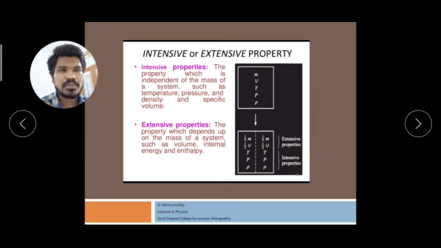Extensive properties are those which depend upon the mass of a system, such as volume, V. Internal energy also depends upon the mass of the system, and enthalpy also depends upon the mass of the system. So volume, internal energy and enthalpy are called extensive properties. Density, specific volume, temperature and pressure are called intensive properties of thermodynamics.